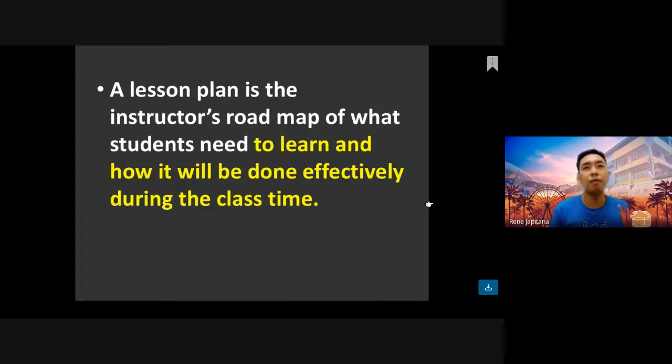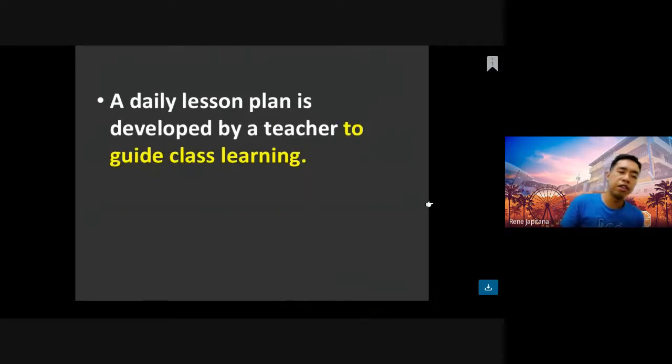But there are some experts in education saying that the lesson plan must be named learning plan because the primary concern of the teacher is not the lesson to deliver, but the learners' consideration, their learning. So it's always the learners. It's always the priority of the teaching and learning process, the learning of our learners. That is why it is called learning plan. But it's okay. Sometimes it's called daily lesson plan.